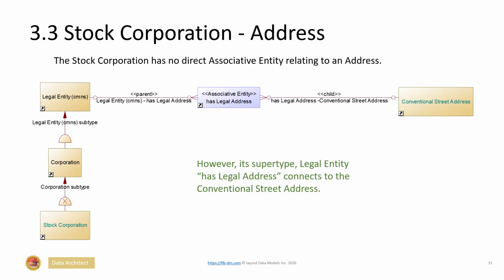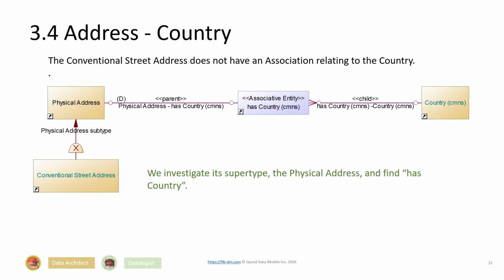So, stock corporation to address. Now we see the stock corporation has no direct associative entity relating to an address. However, its supertype, the legal entity, has a legal address, and that connects to a conventional street address, which is an address in FIB-DM. And the address has a country. The conventional street address is a physical address which has a country.